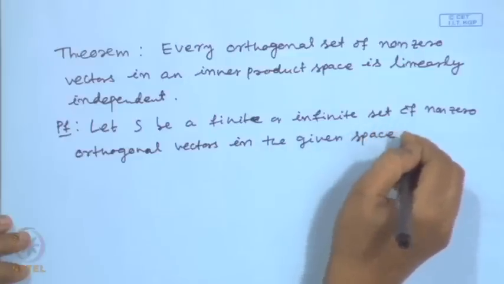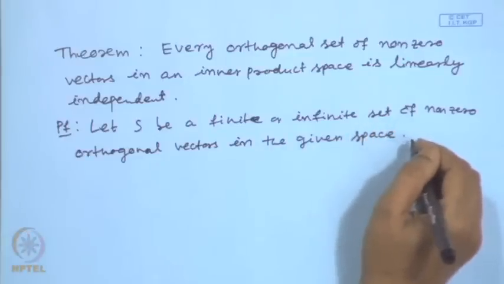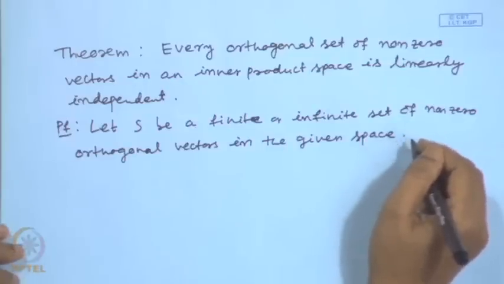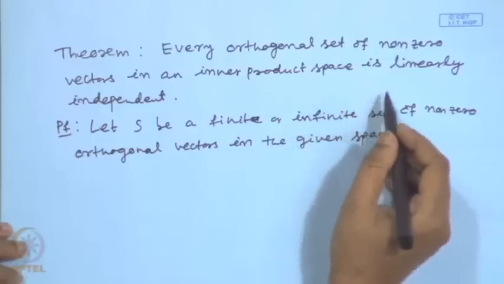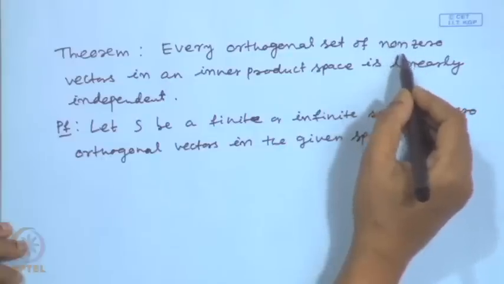Well, here we are considering non-zero orthogonal vectors. One thing can be noticed: the zero vector is orthogonal to every vector, and whenever this zero vector belongs to a set, that set cannot be linearly independent. Therefore, here we are considering this non-zero set of vectors.